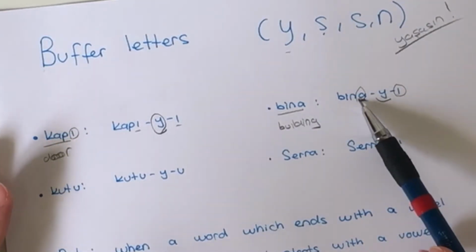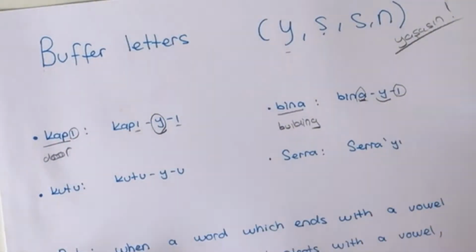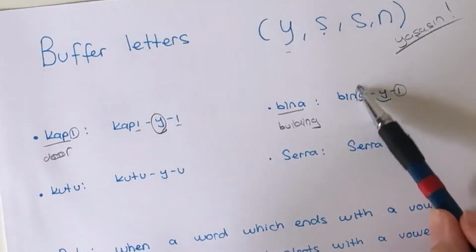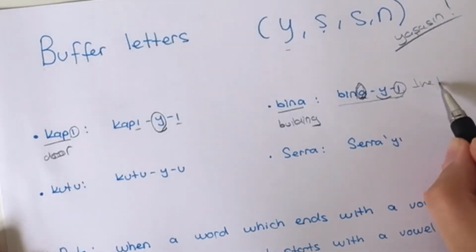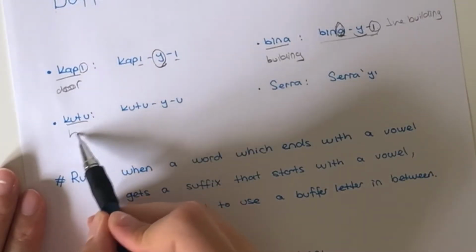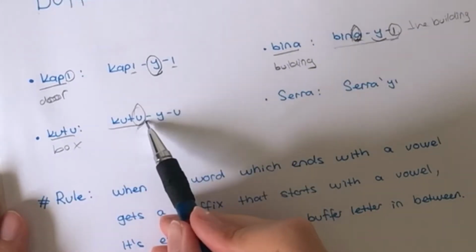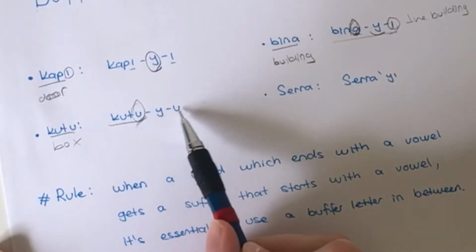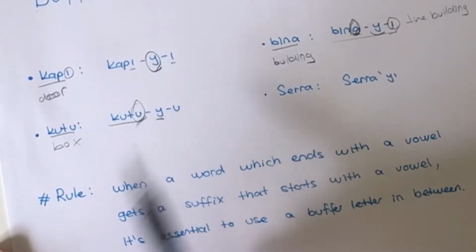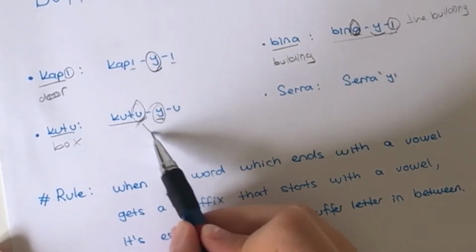And let's remember how we choose what to add here: we check the last vowel, and here we use I. Alright, so it's binayı, the building. Kutu, box. Kutu ends with a vowel, and it's the final vowel. I check it, it's U, so I use U, and use Y in between to separate two vowels.